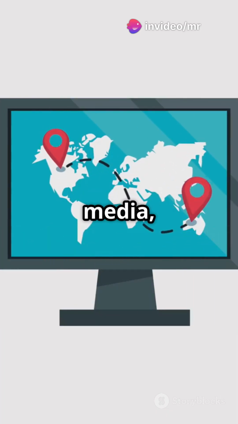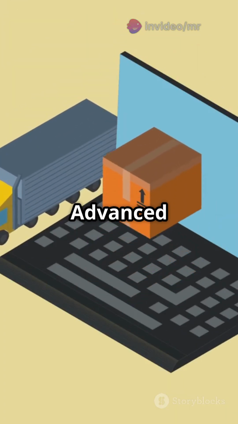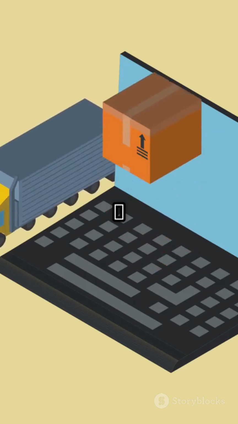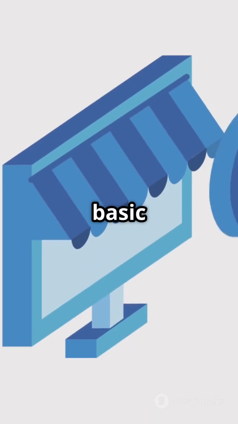Step 2, boot into safe mode. Restart your PC and press F8. If you're on Windows 10 or 11, use installation media, go to repair your computer, troubleshoot, advanced options, startup settings, restart, select safe mode.